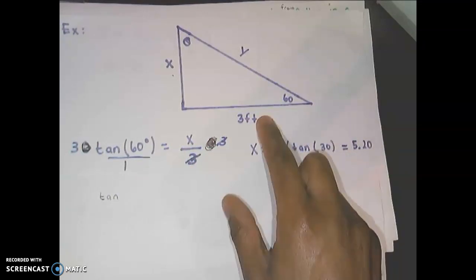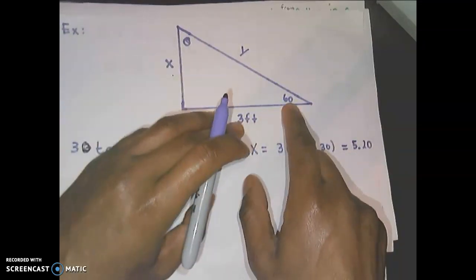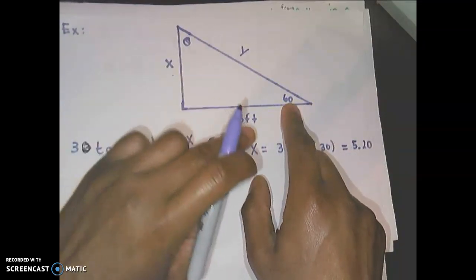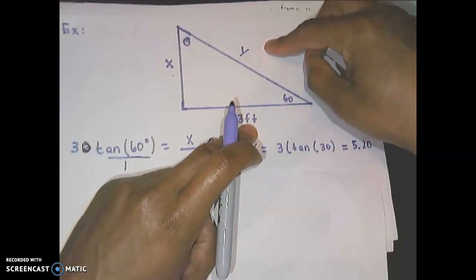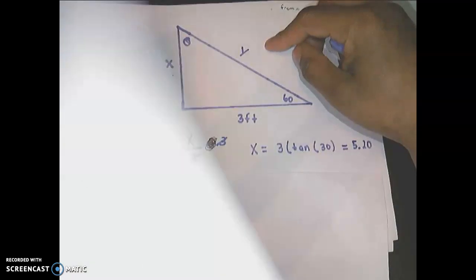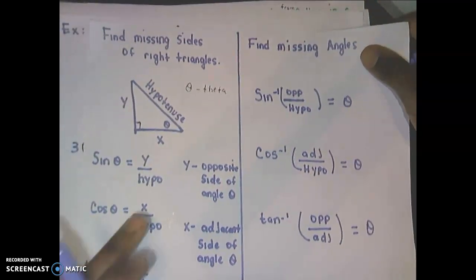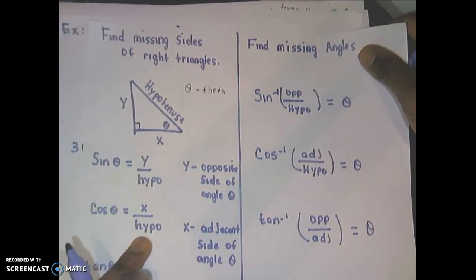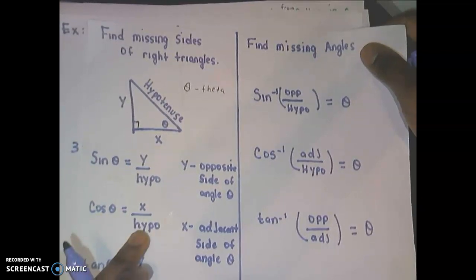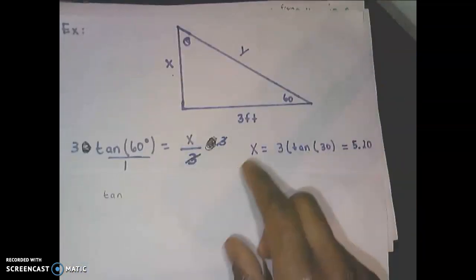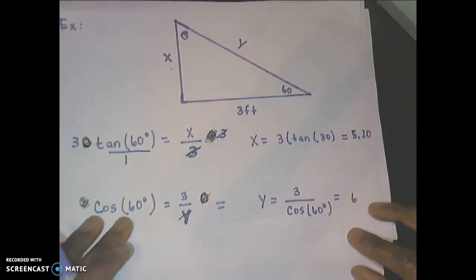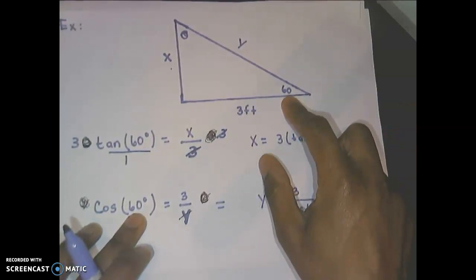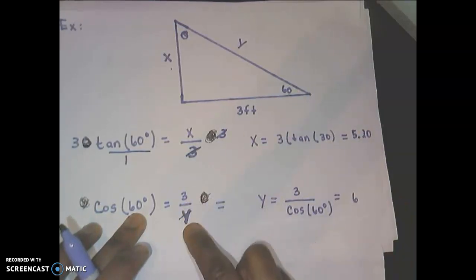So for y, we're still going to have 60 degrees, and we have the adjacent side still, but this time we're looking for the hypotenuse. So which one uses the adjacent and the hypotenuse? Well, that's going to be cosine. So we need to use cosine to find the value of y in this case. So we have the cosine of the angle, which is 60 degrees, and that's going to be 3 over y.